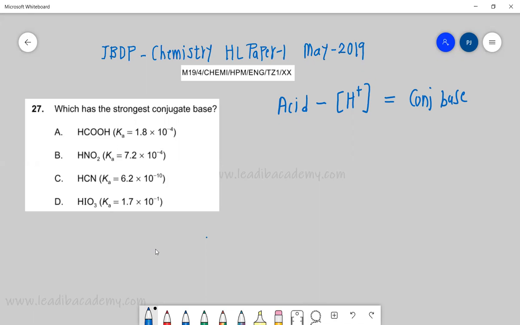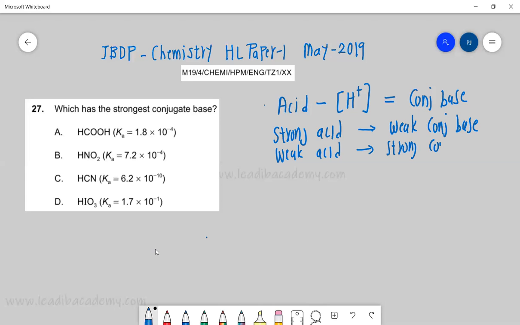Another concept which you need to remember: a strong acid will always have a weak conjugate base, and a weak acid will have a strong conjugate base. Simple concept. So what we need to find out is the weakest acid among all these.